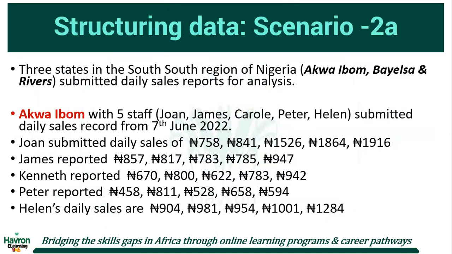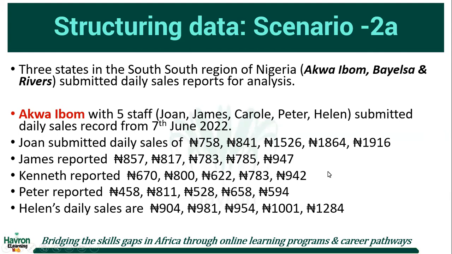We shared this on our platform, and we're happy to see some people already starting to work on it, and then they asked questions. So we are excited that people are making attempts at them. So we have 3 states in the South region of Nigeria. These states are Akwa Ibom, Bayelsa, and Rivers. Each of them submitted a sales report for analysis. The management of this organization collated these reports and sought the services of a spreadsheet specialist. And so it has been brought to us to analyze.